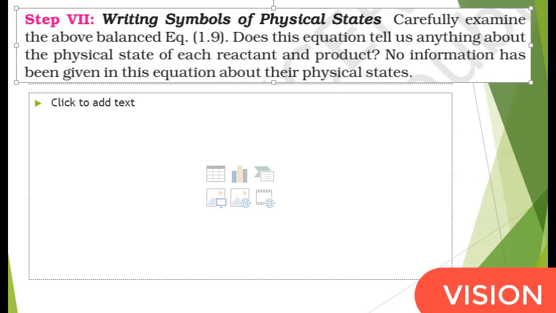Next step is the final step. After verifying the correctness of the equation, we have to mention the state of the chemicals which are involved in the reaction. State of the chemicals is nothing but the 3 states we know. What are the 3 states we know? One is solid, liquid and gaseous state. These states have to be mentioned in the equation near the molecular formula.